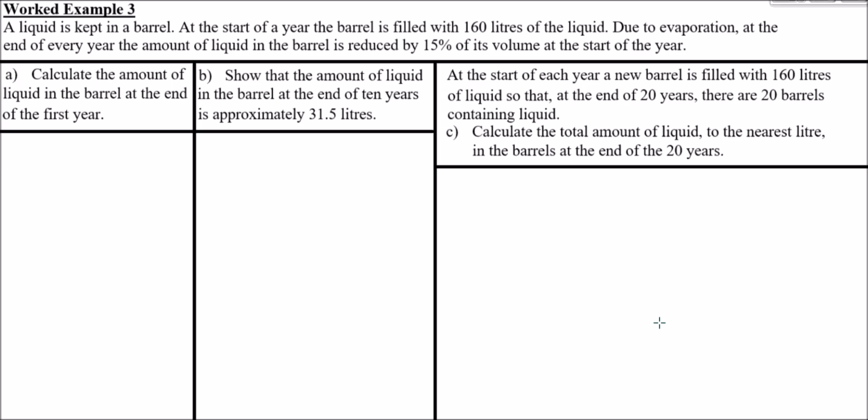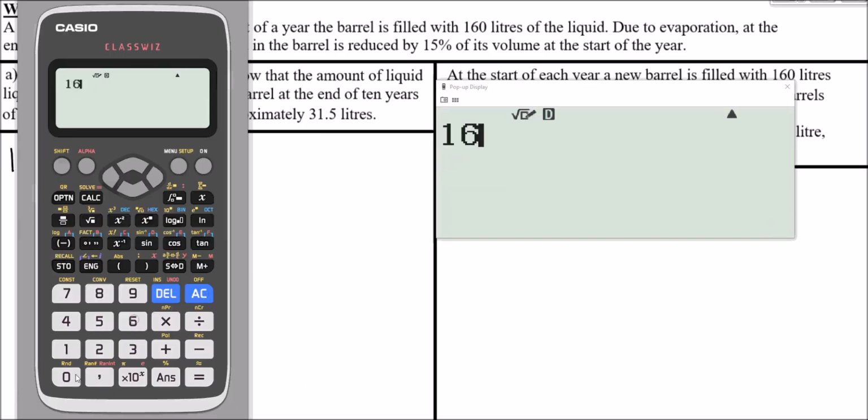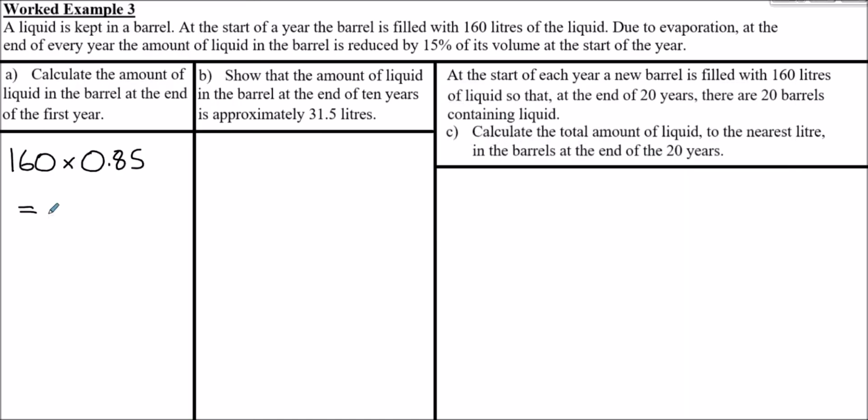If it reduces by 15%, that's another way of saying 85% remains. So quite simply, at the end of the first year, it'll be 85% of its former self. To find 85%, I just multiply by 0.85. So what's 160 multiplied by 0.85? That gives us 136. That's 136 litres.